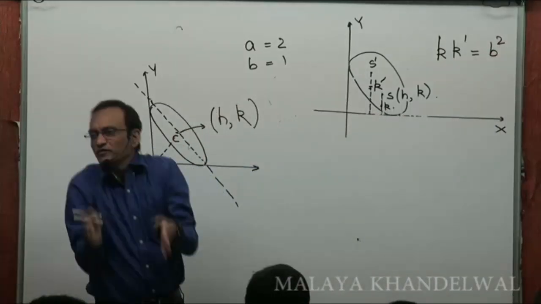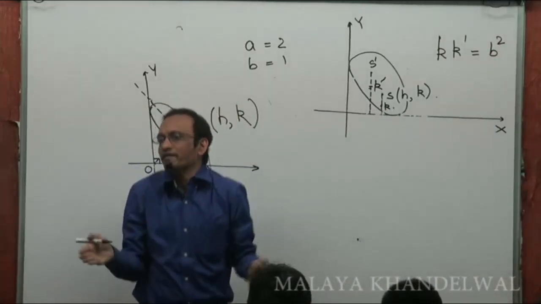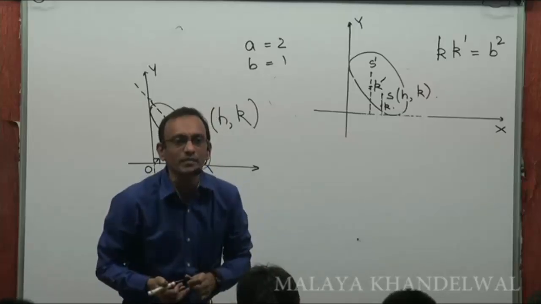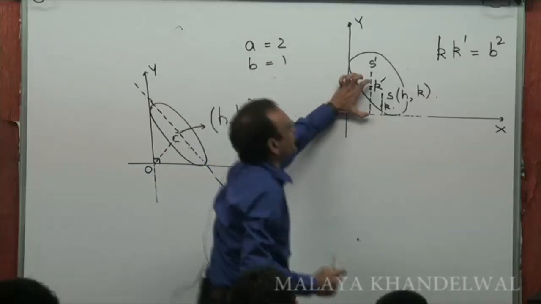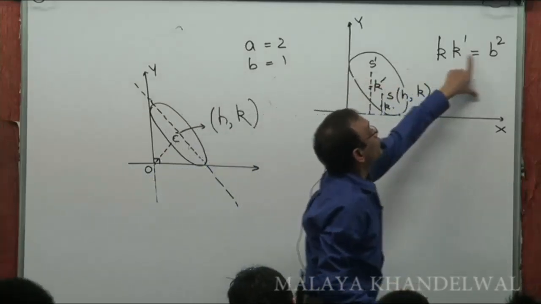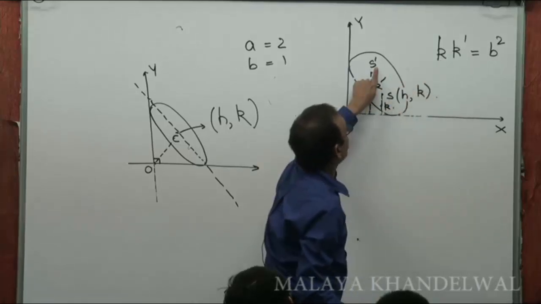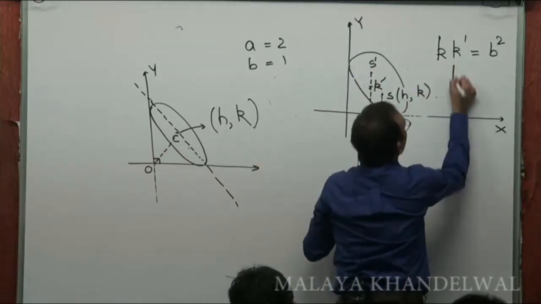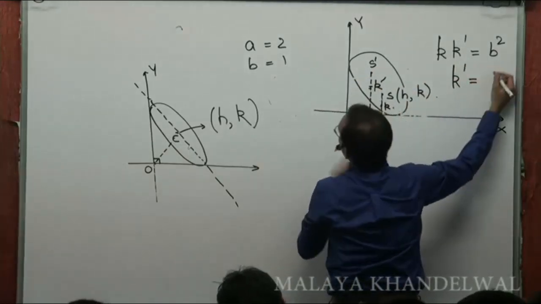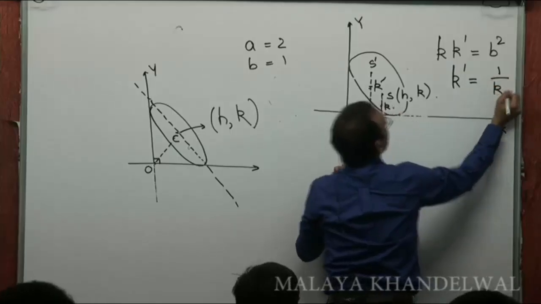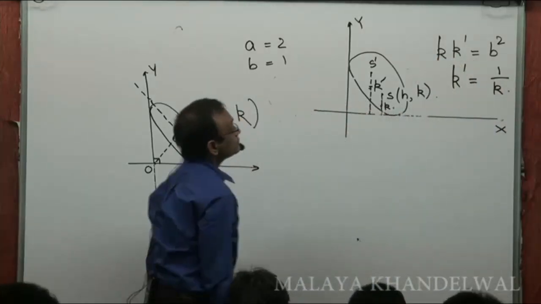A property: the product of the perpendiculars from the two foci onto any given tangent would be the square of the semi-minor axis. So k into k prime would be b squared. So k prime, the y coordinate of S prime, would be b squared by k. So the y coordinate of S prime is going to be b squared times 1 by k, right?